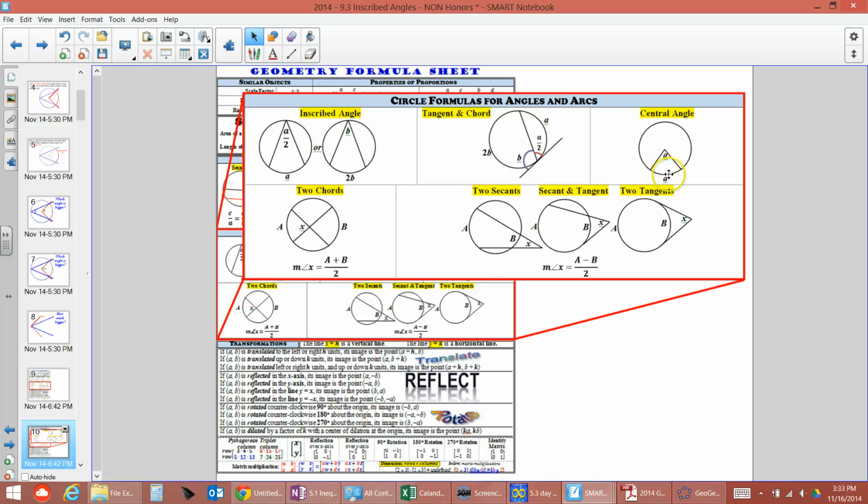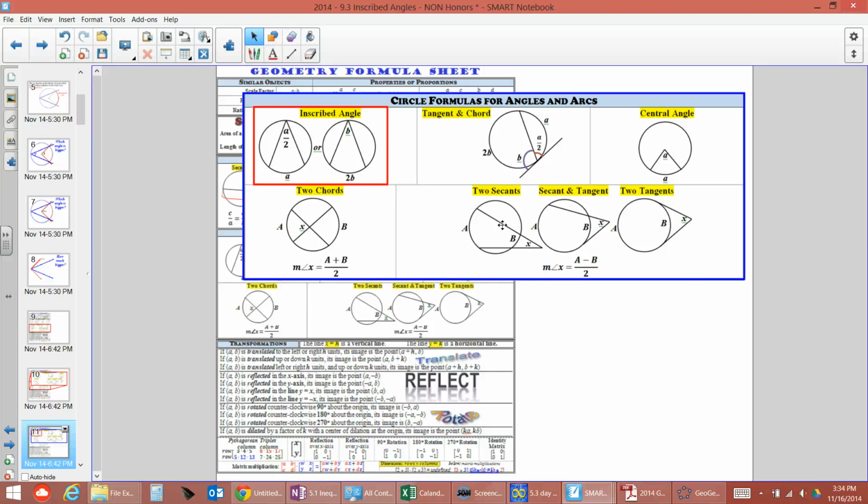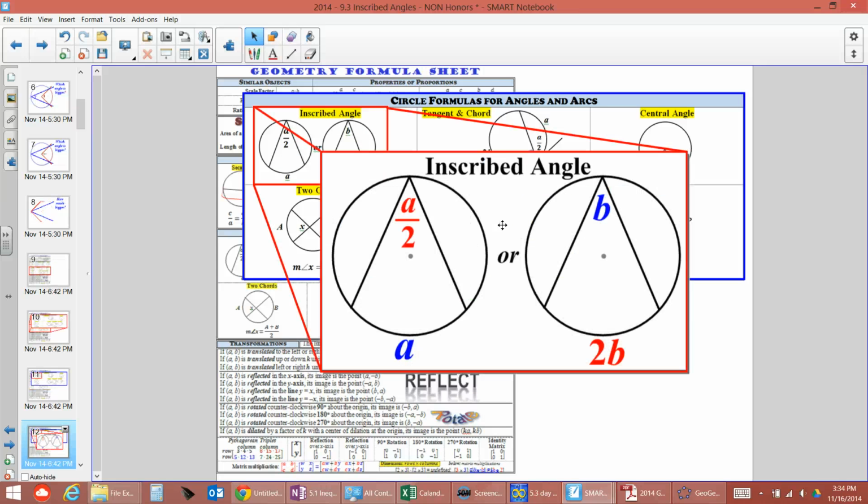We see the central angle here, same size as the arc. Well, over here, if the arc is A, then the inscribed angle is half as big. So when we go from arc to angle, we cut it in half. But what if I know the inscribed angle value? How big is the arc? Well, twice as big. So when we go from angle to arc, we double. When we go from arc to angle, we cut in half. And that's kind of the pattern that we have to see.